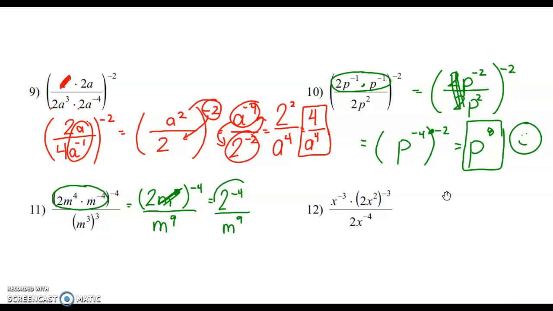So then to get rid of my negative exponent, I make it positive and move it to the denominator. So I have 2 to the 4th, m to the 9th. So I need a 1 on top. So then 2 to the 4th, 2, 4, 8 is 16. So I have 1 over 16, m to the 9th.